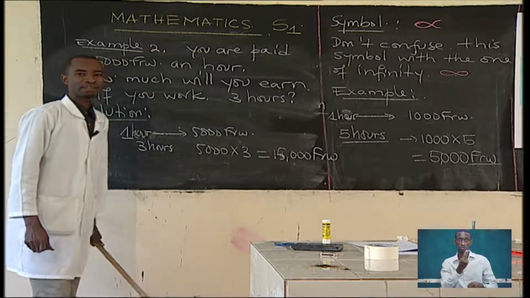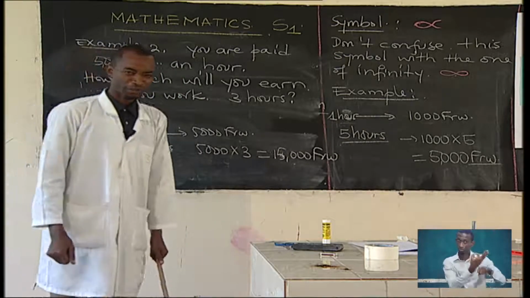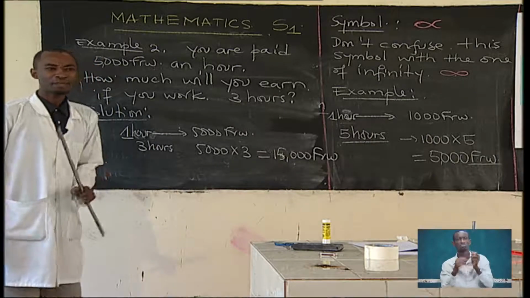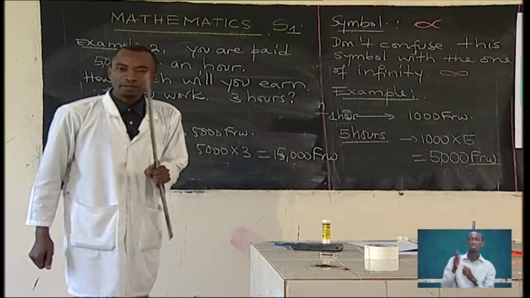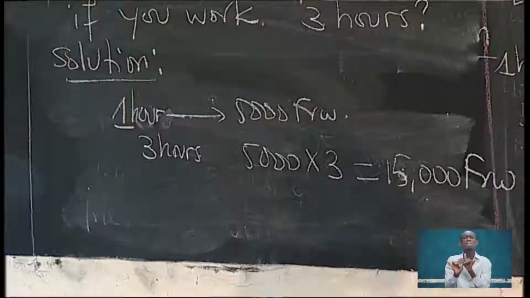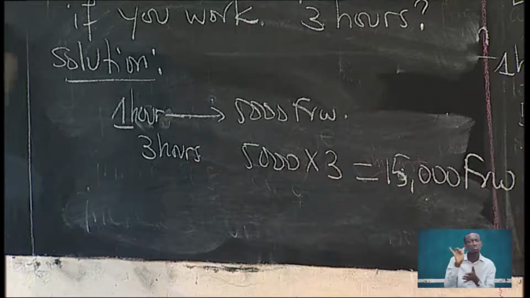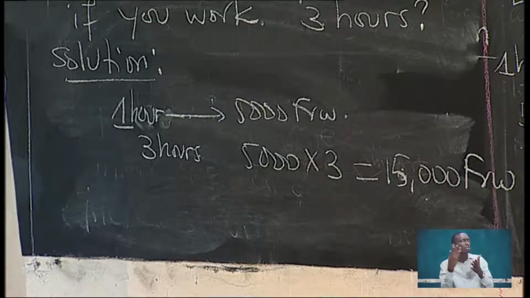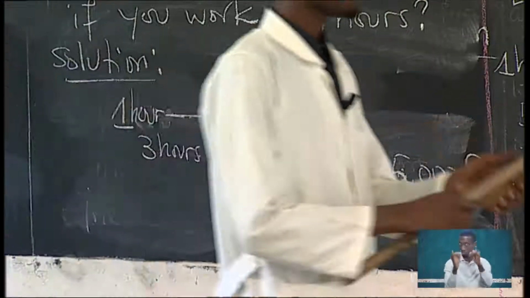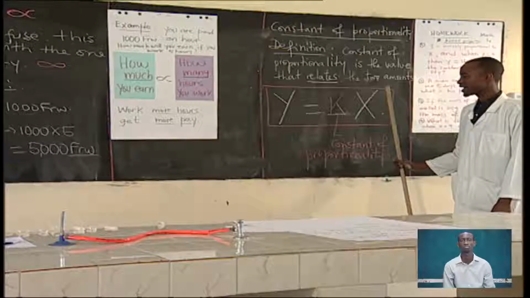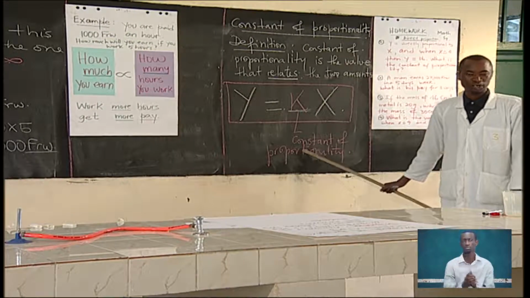15,000 francs. There is one thing that I want you to tell me. From this, who can tell me the constant of proportionality? Who can show me the value of y? Who can show me the value of x? When you come back over here, look at this formula. We have y, which is proportional to x, times the constant of proportionality.